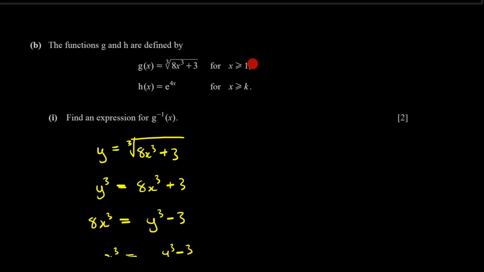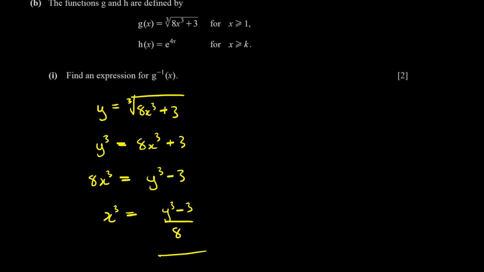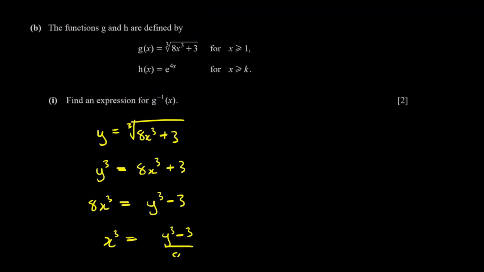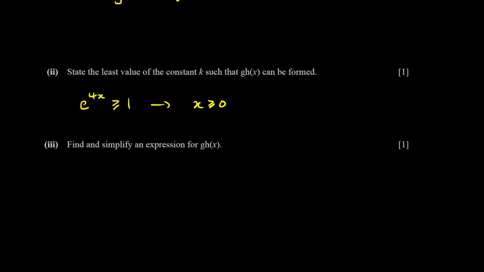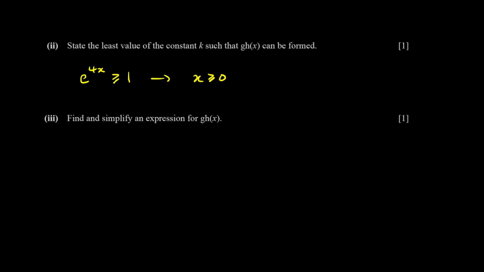Now, what do we know? g of x requires that x must always be greater than 1. So what does that mean in this case? It means that e to the 4x, if it's going to be substituted into here, must always be greater than 1. So our condition is actually quite simple. It's that e to the power of 4x must always be greater than or equal to 1. And if that's the case, then x must always be greater than or equal to 0, right? And so therefore our constant k, which represents the domain of h of x, must be 0, if that is the least value for which this thing can be formed. Okay, so k is equal to 0.